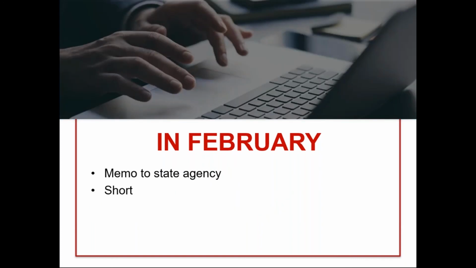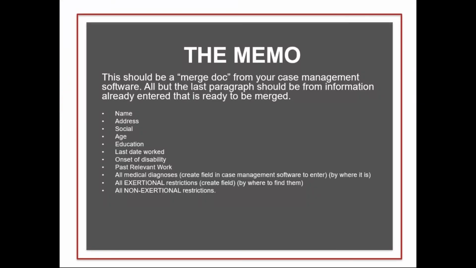In February, I sent a memo to the state agency. My memos are short and sweet. That's basically what's in it. If you email me, I'll send you what I put in my memo to the state agency. It's a merge doc. I have a field for all medical diagnoses, a field for all exertional restrictions, a field for all non-exertional restrictions. I had one paragraph summarizing everything and telling them why they should pay my case. The people at the state agency in Ohio know that if I say it, it's there. They don't have to look. They know I wouldn't say it if it's not there.